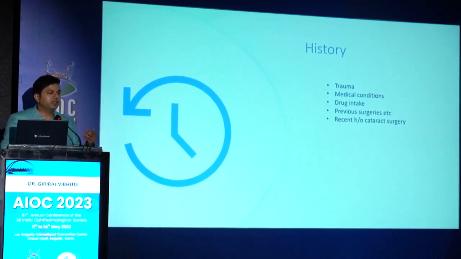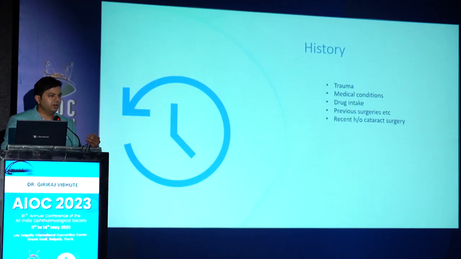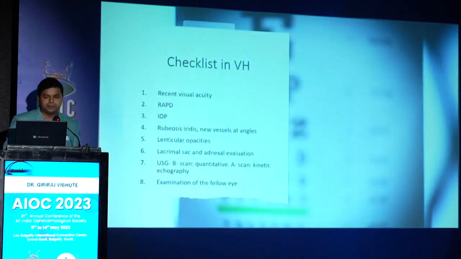I want to highlight the point that after cataract surgery, if a patient is developing vitreous hemorrhage which was not there earlier, you may have to think that if peribulbar anesthesia was given, there is possibility of globe rupture or needle perforation injury. So what is the checklist in case of VH? You have to look for any documented previous visual acuity, presence of RAPD for prognostication, and intraocular pressure. It may be low or it may be high. If it is low, you can suspect retinal detachment, or if it is high, you may have to look for neovascular glaucoma, etc. Look for neovascularization at the angles and at the iris.